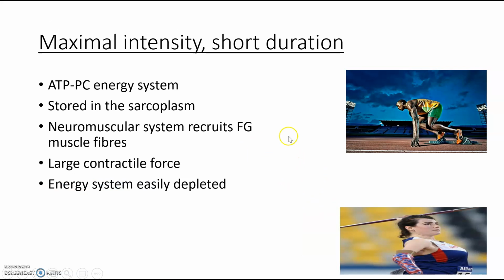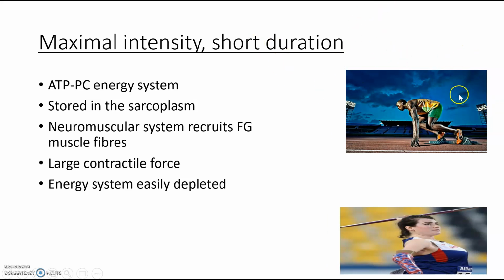Maximal intensity, short duration. This predominantly uses the ATP PC system, where the PC and the ATP is stored in the cytoplasm of the muscle cells or the muscle fibers. The neuromuscular system firstly recruits the fast glycolytic muscle fibers, and these fast glycolytic muscle fibers are large muscle fibers, meaning that they can produce a large contractile force. But the cost of this is that the energy system is easily depleted as it only lasts approximately 10 seconds.